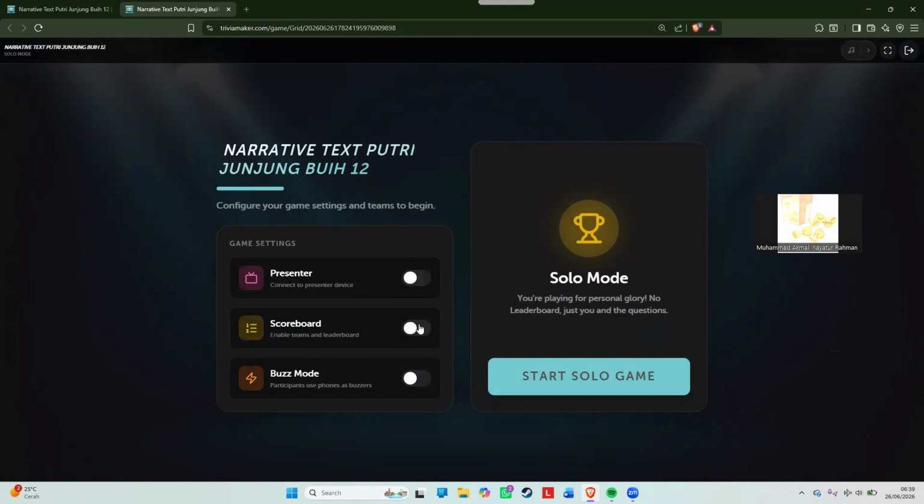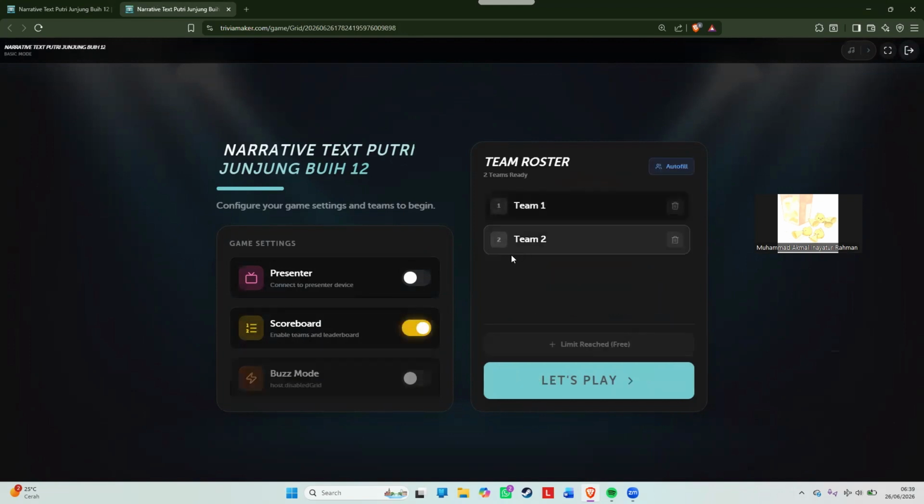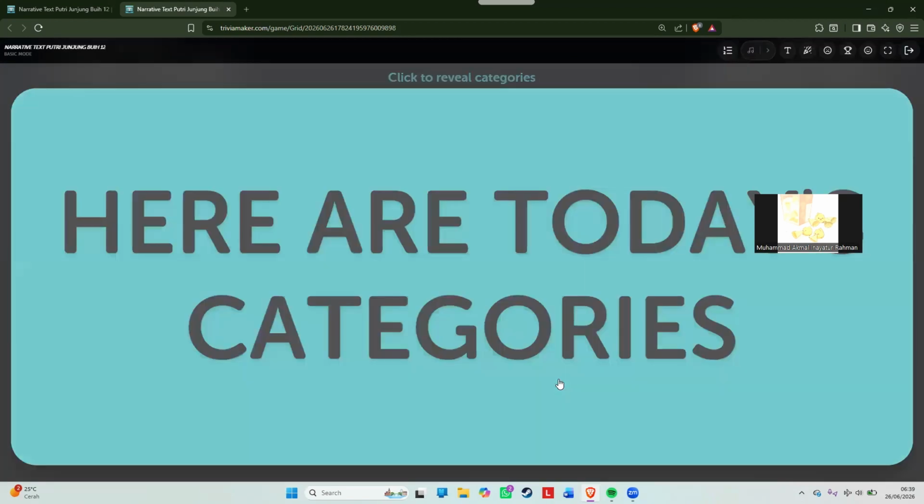There is the scoreboard to know which is number one, which is number two, team one, and team two. And then we have the presenter. Connect to the presenter device. I can't do it because I don't have an LCD with me right now. So it's very, very limited. But let's try doing what we can right now.